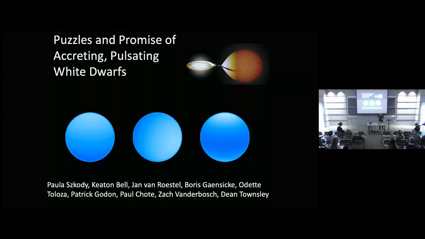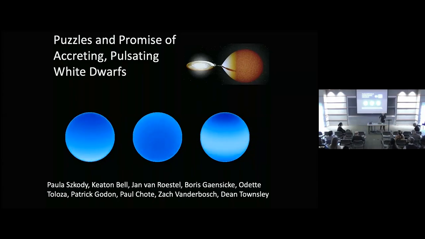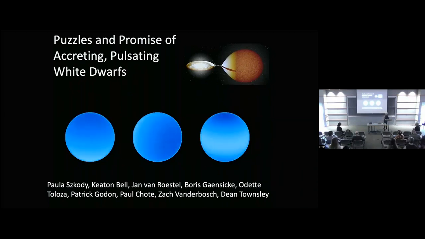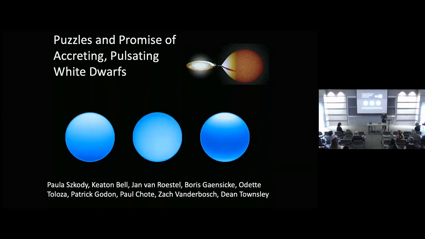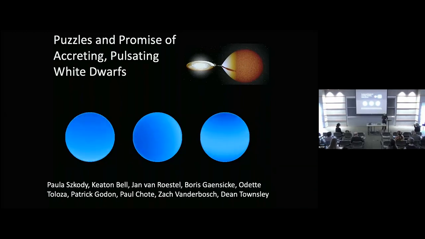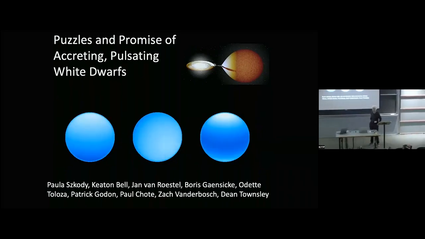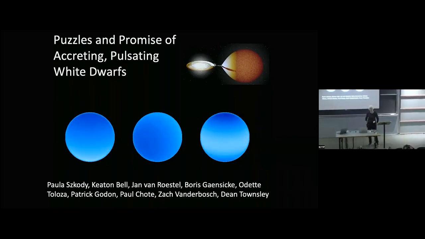It's great that JJ gave an introduction to the normal pulsating white dwarfs. And so I'm going to be talking about a project that I've been involved with, with a large number of people, many of whom are here in the room: Jan, Boris, Keaton, Odette, Zach. We've been trying to follow some of the pulsating white dwarfs that exist in cataclysmic variables.